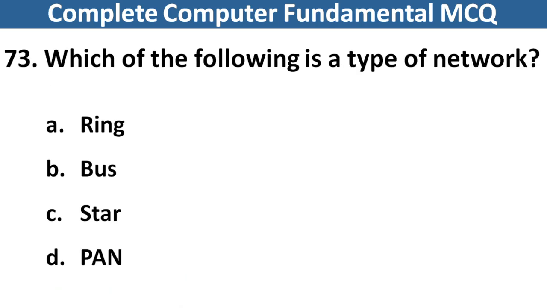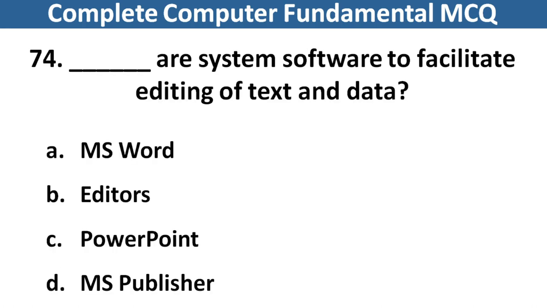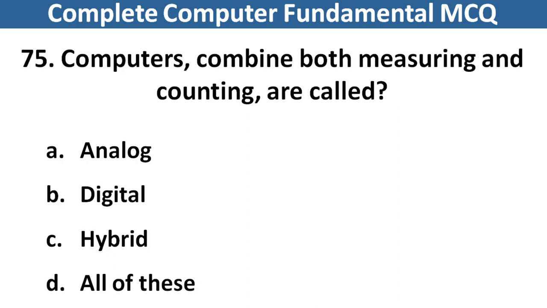Next question. Which of the following is a type of network? Right answer is option D, PAN. Next question. Dash dash are system software to facilitate editing of text and data. Right answer is option B, editors. Next question. Computers combining both measuring and counting are called. Right answer is option C, hybrid.